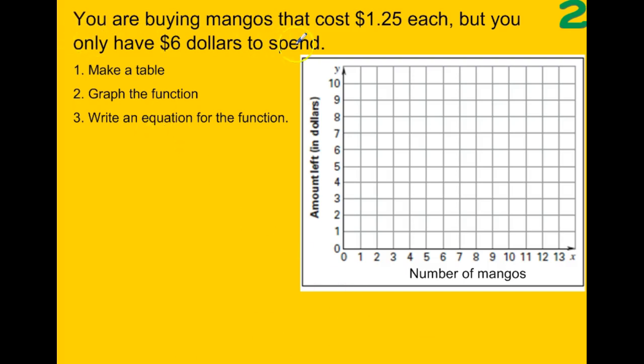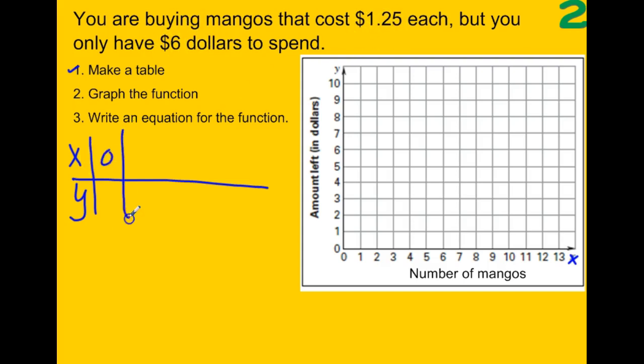Number 2, it says you're buying mangoes that cost $1.25 each, but you only have $6 to spend. Number 1 says make a table. So we're going to make an XY table. X, if we're not sure, look at your chart here. X is going to be our number of mangoes. Well, we can buy mangoes. We don't know how many.